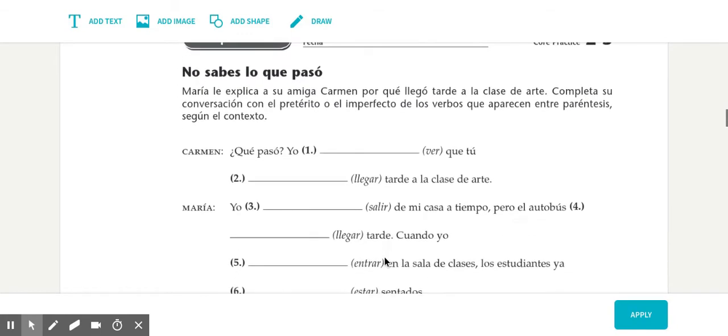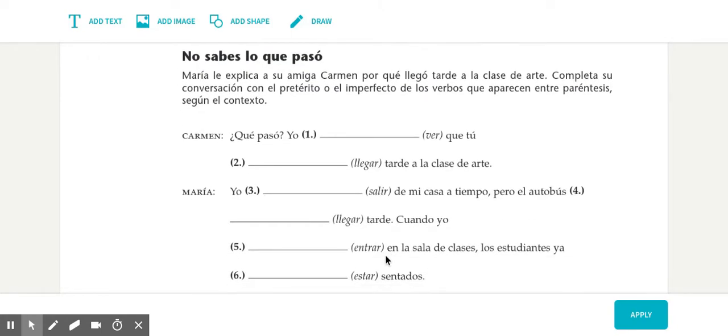Okay, 2.5. No sabes lo que pasó. You don't know what happened. María le explica a su amiga Carmen por qué llegó tarde a la clase de arte. So she's explaining to her friend Carmen why she came late to art class. Completa su conversación con el pretérito o imperfecto de los verbos que aparecen entre paréntesis según el contexto. So answer with the preterite or imperfect of the verbs that appear in parentheses according to the context. Okay.